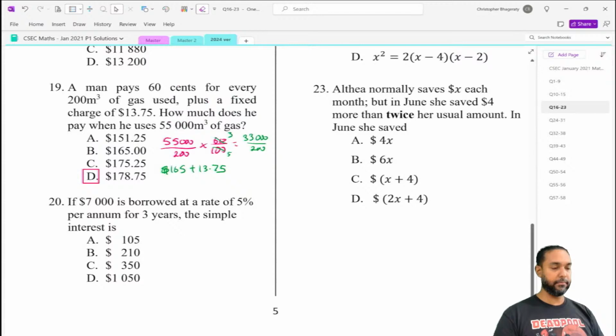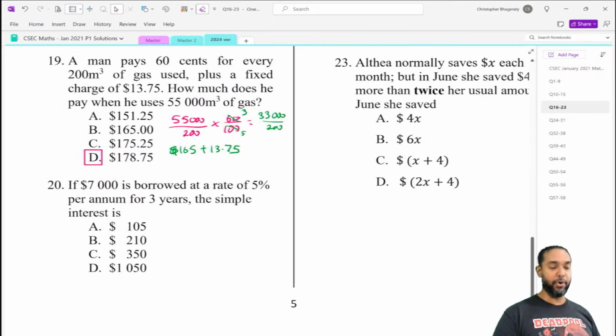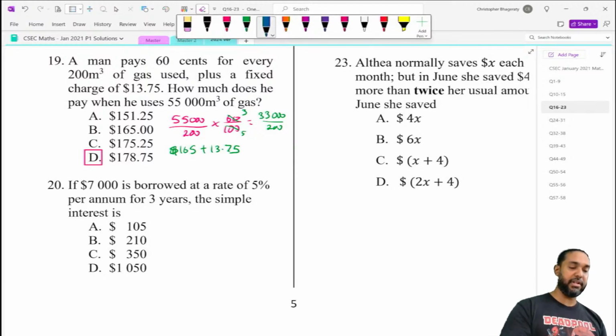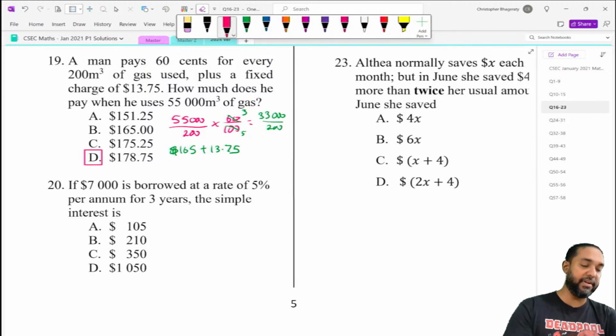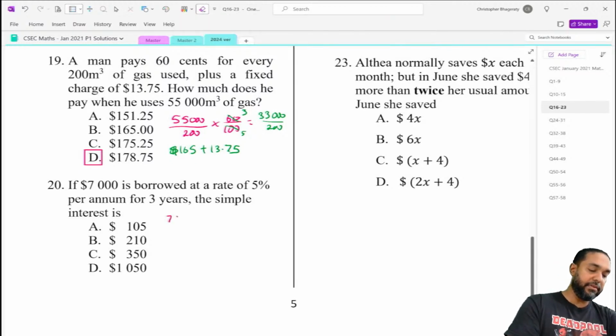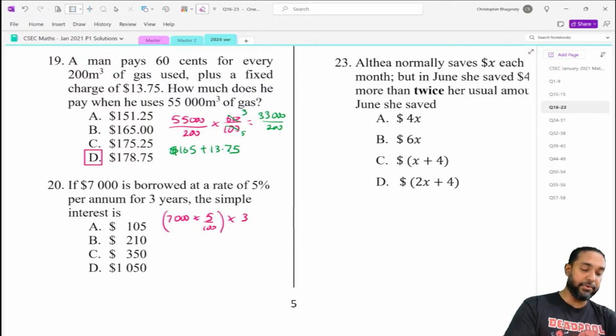If 7,000 is borrowed at a rate of 5% per annum for 3 years, the simple interest is... Okay, cool. This is a straight application of the simple interest formula: principal times rate times time over 100. So 7,000 by 5% gives us the interest per annum, and you multiply that by the number of years. 7,000 by 0.05 is 350, and 350 by 3 gives us 1,050.